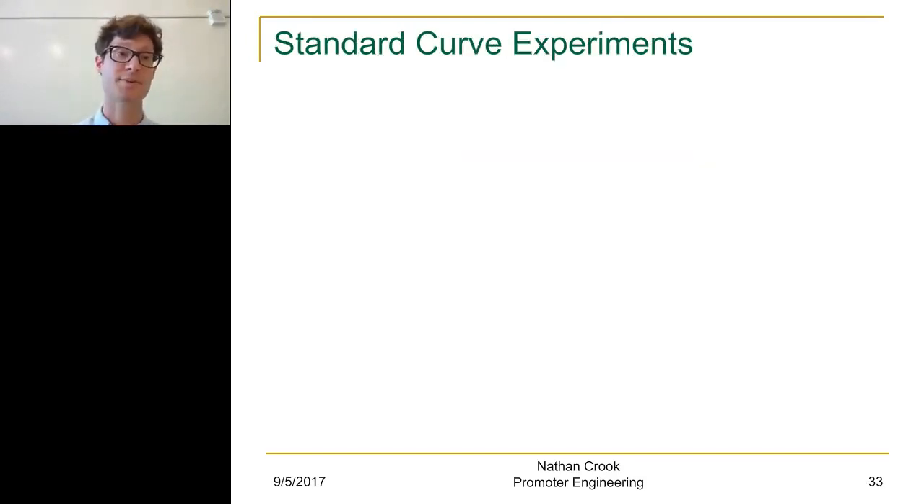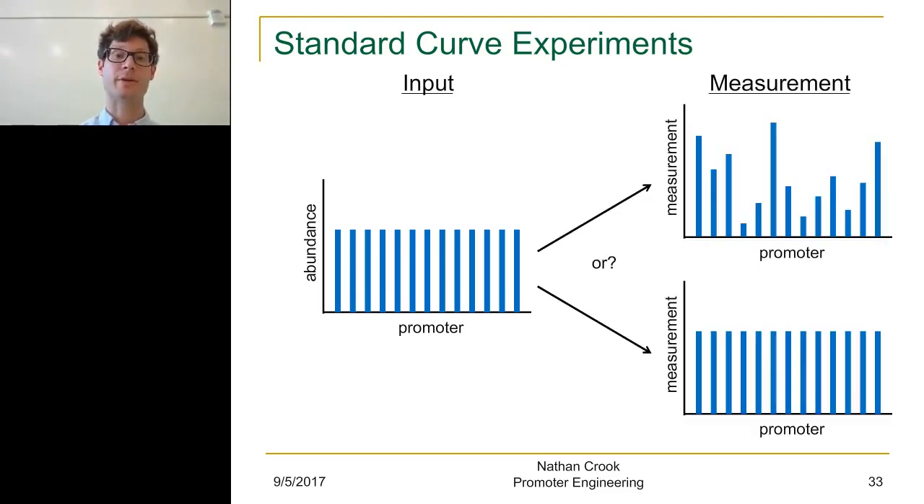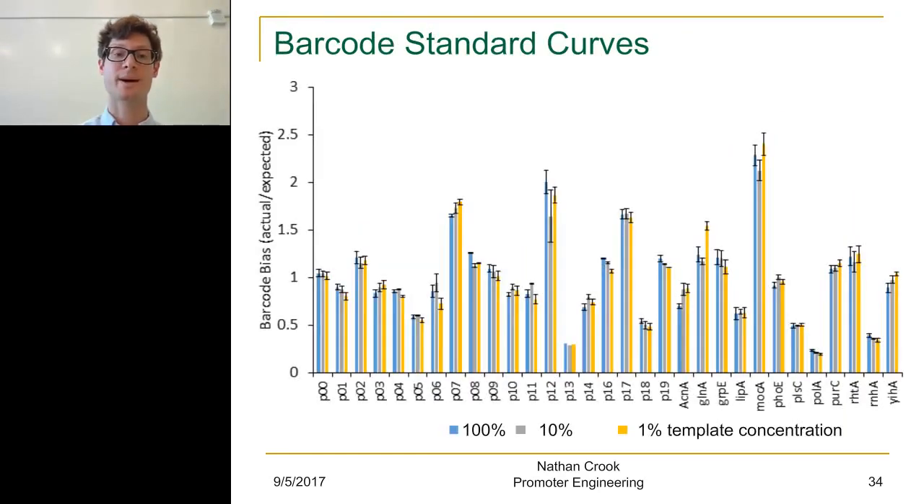The first thing we wanted to do is make sure this type of thing was accurate or not. So we did a standard curve. And what this does is we take each promoter and we give it the same input abundance into our method and run the method through. And we're looking to identify whether your promoters are sort of randomly giving you different measurements out, or they're giving you what you thought you were going to get. And interestingly, what we saw was not as what we expected.